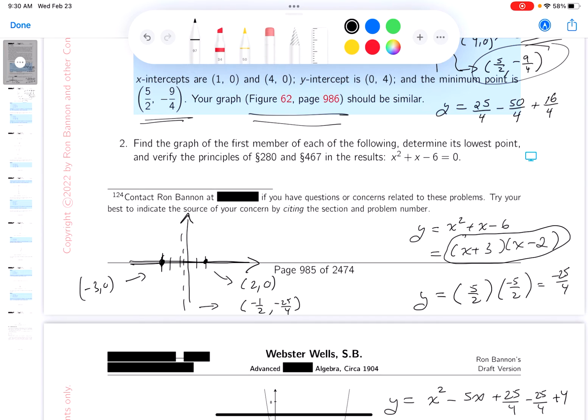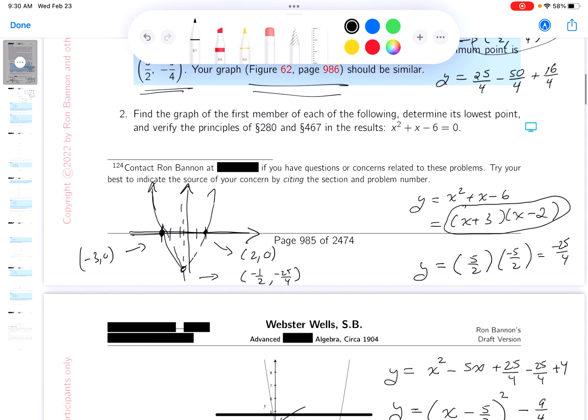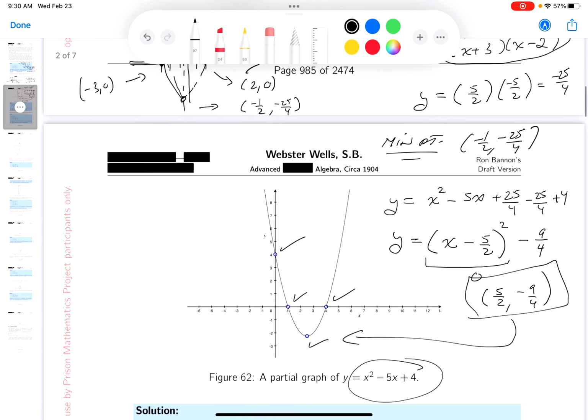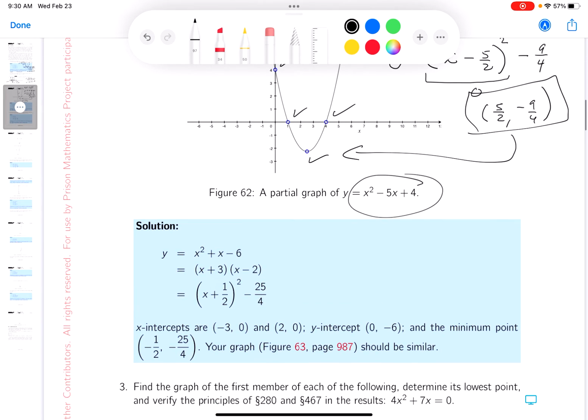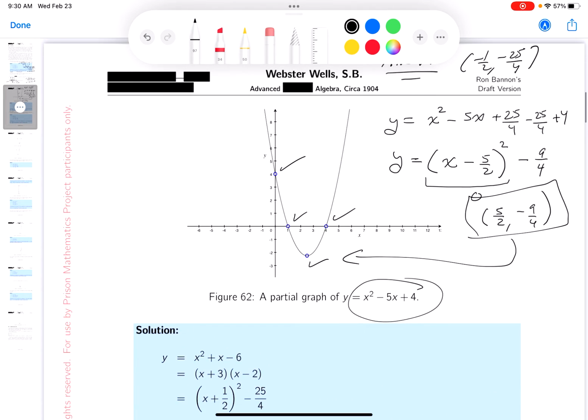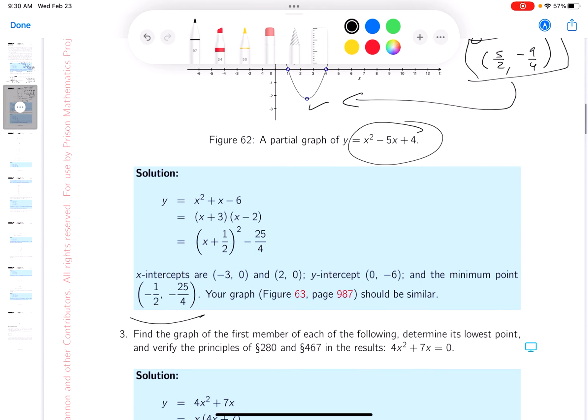And I'm not saying these are accurate pictures, but the parabola looks sort of like this over here. All right? And that's kind of a rough picture. So my minimal point is going to be minus 1/2, comma, minus 25 quarters. Let's go to the key and make sure that's written down, all right? So minus 1/2, minus 25 quarters. Yeah, I did okay.